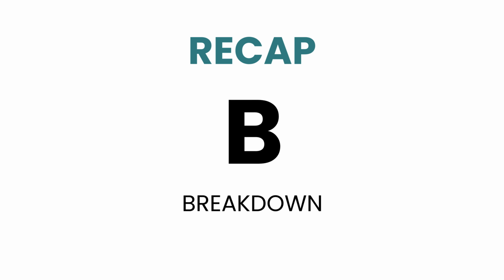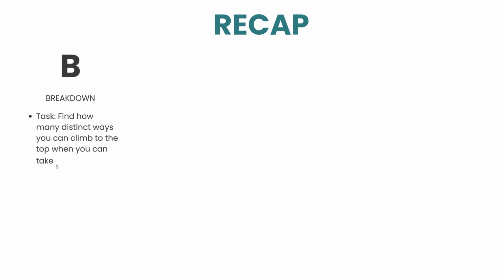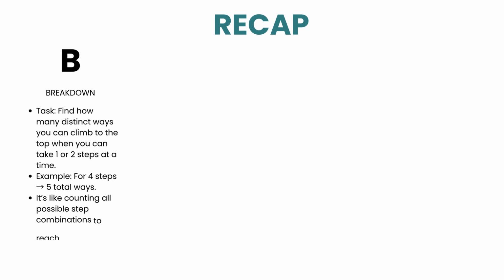Breakdown recap. We started by understanding that each step can be reached by taking either 1 or 2 steps from below. So, the problem is really about counting how many unique sequences of 1s and 2s can add up to reach the top, essentially, finding all possible combinations to climb n steps.